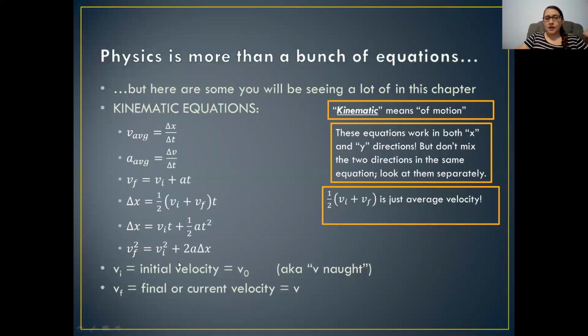Okay, now different textbooks will write these variables in slightly different ways. So you might see initial velocity written as vi. You might see it as v naught or v sub zero to show you the velocity at time equals zero. Final velocity, or the velocity at the current moment, you might see written as vf or just v. It depends on the textbook, it depends on the professor. So try to get used to both of those ways of looking at it.